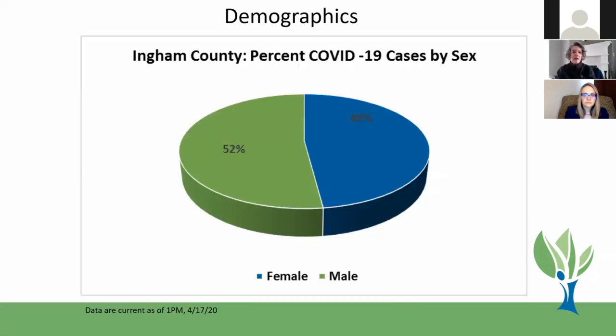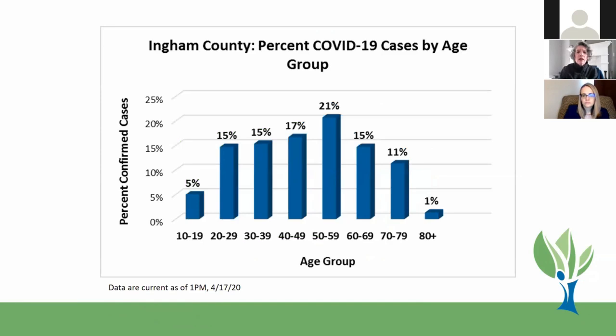Our demographics by sex, we are 52% male and 48% female. By age group, we've consistently seen this 50 to 59 age group number being our highest percent by age group, with a tapering off back down to our older age groups. But keep in mind, this is the number of infected people. We only have 6 deaths, so it's hard to do a graph of 6 deaths. But if you did that, you'd see it skewed more towards the older population.